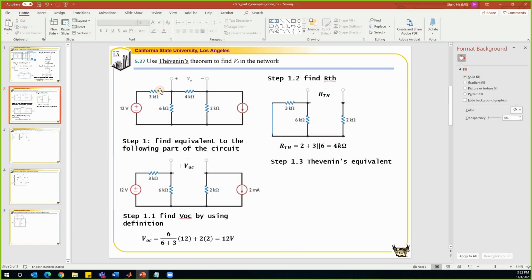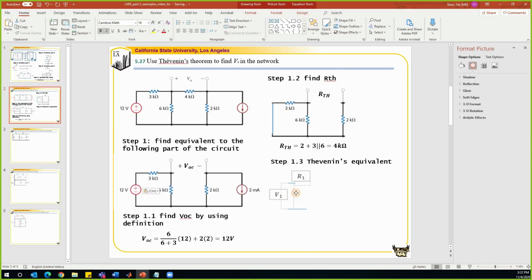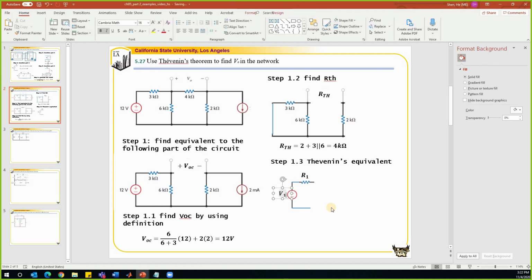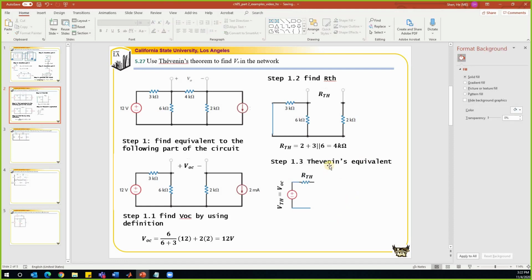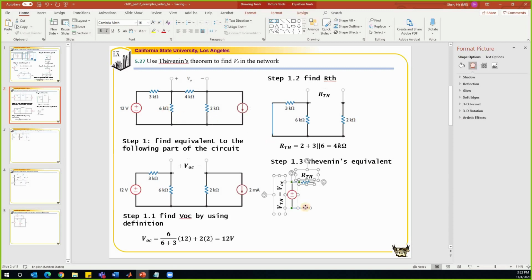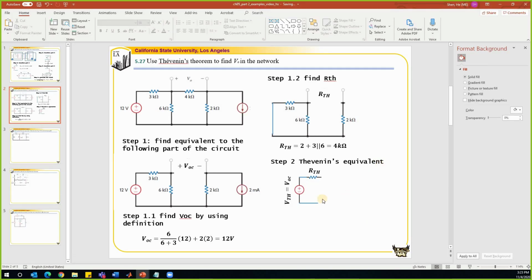The Thevenin's equivalent has a form like this. It's composed of one voltage source, and this voltage source is the same as VOC. And the resistor has a value of RTH. So this is the Thevenin's equivalent. The next step, we're going to connect the circuit back to this Thevenin's equivalent. Then we'll be able to solve the problem. Let me just call this step 2 then. We draw the Thevenin's equivalent circuit. So I'm going to add this 4 kilo ohm back to the circuit.